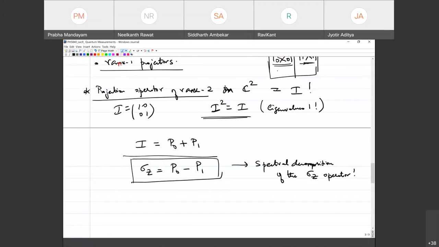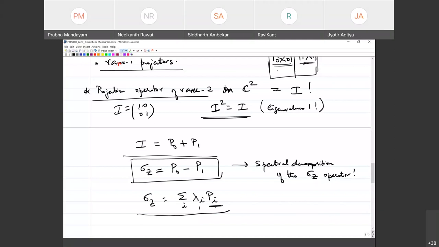So you have expanded it in terms of projectors. Remember what the spectral decomposition should look like. For every normal operator, the theorem said that you have a set of orthogonal projectors, P_i, weighted by the corresponding eigenvalues, and that you can always represent the operator like this. That's what the spectral theorem says for a normal operator. So the lambda_i's are plus and minus 1, and the P_i's are P0 and P1.